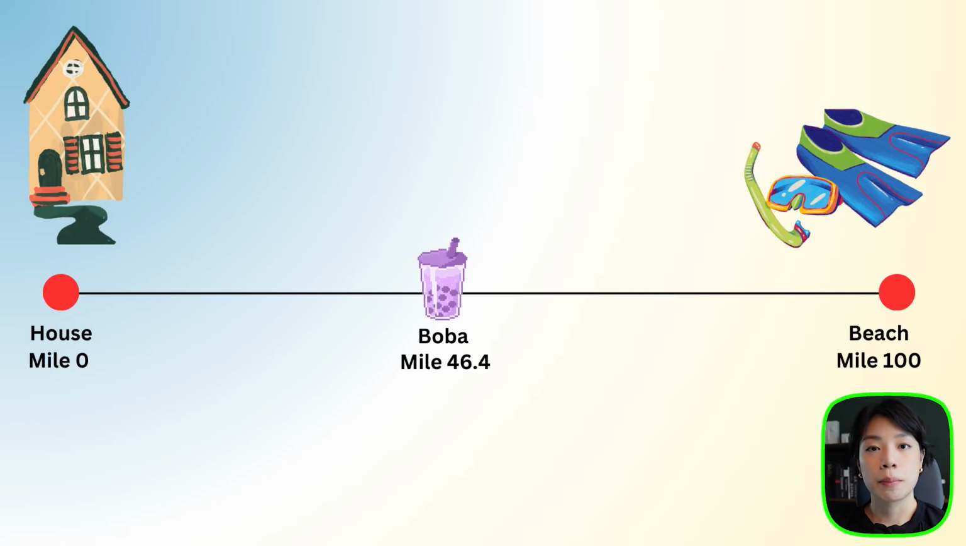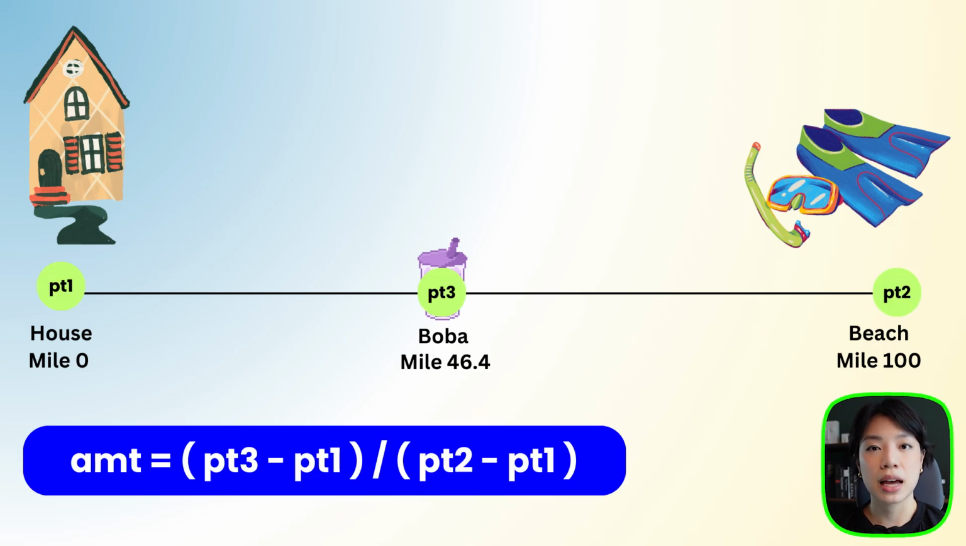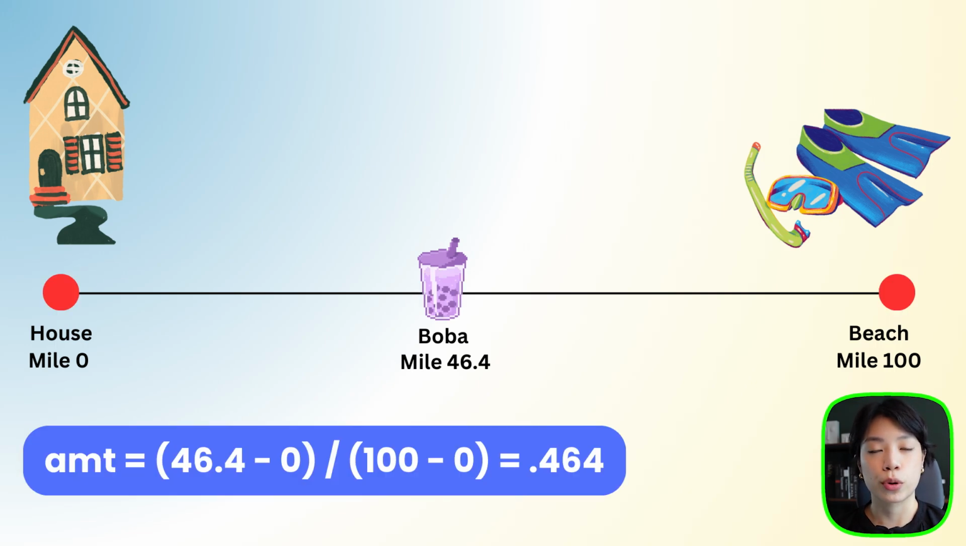Now let's look at it differently. You know three known points. You know where the house is, you know where the boba shop is, and you know where the beach is. But now you don't know where the boba shop is relative to the house and the beach. We want to figure out what is the amount of interpolation. And it is as easy as doing boba shop minus house divided by beach minus house to get the amount of interpolation. And with that, you get 46.4% or 0.46.